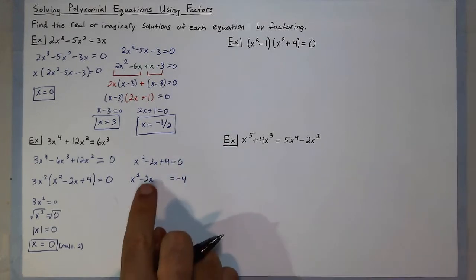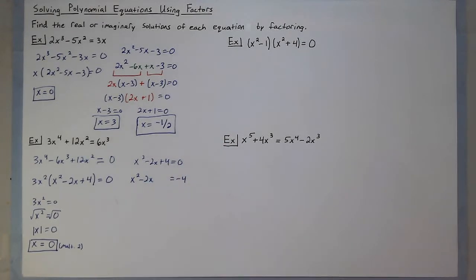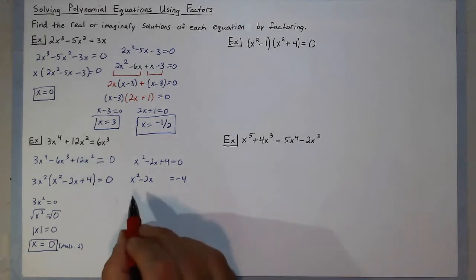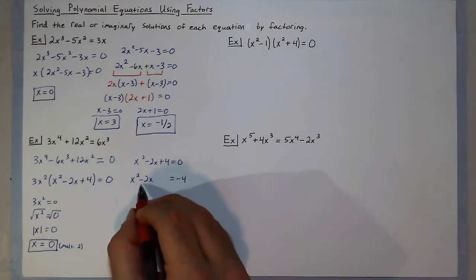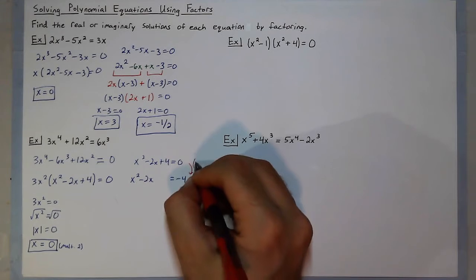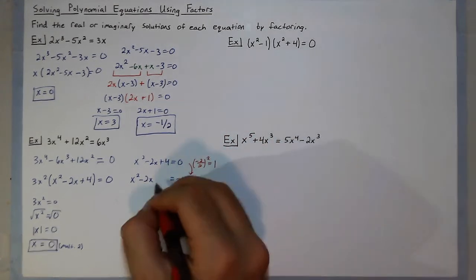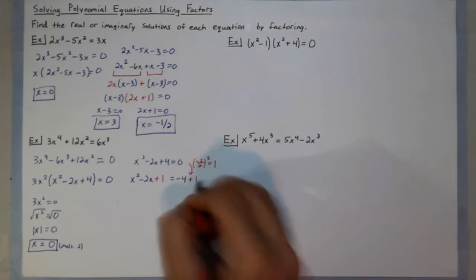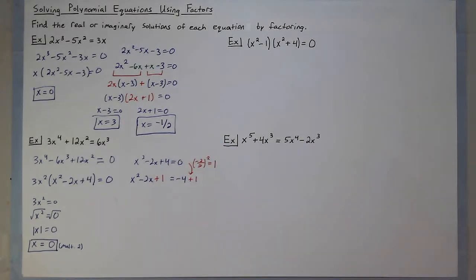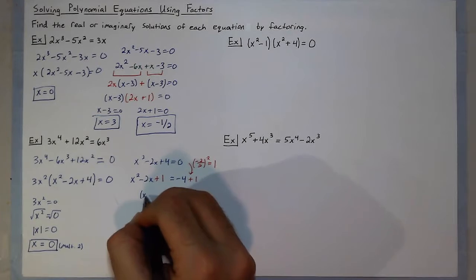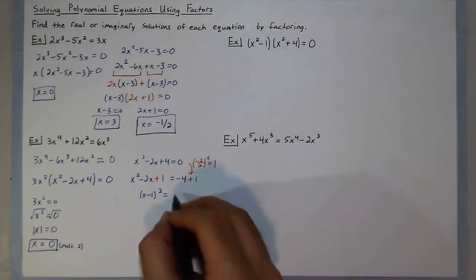And then I need to find what number I need to add to the left side to make a perfect square trinomial, which is half of negative 2 squared, which is just negative 1 squared, giving me 1. So I need to add 1 to each side of my equation. So on the left side of my equation, I have x minus 1 squared is equal to negative 3.